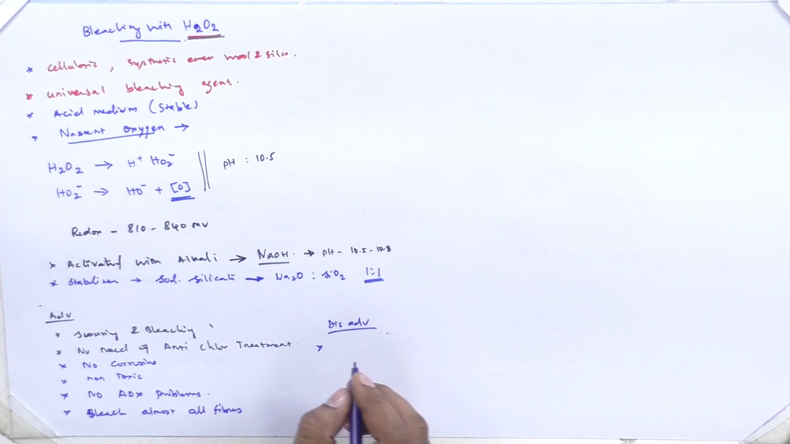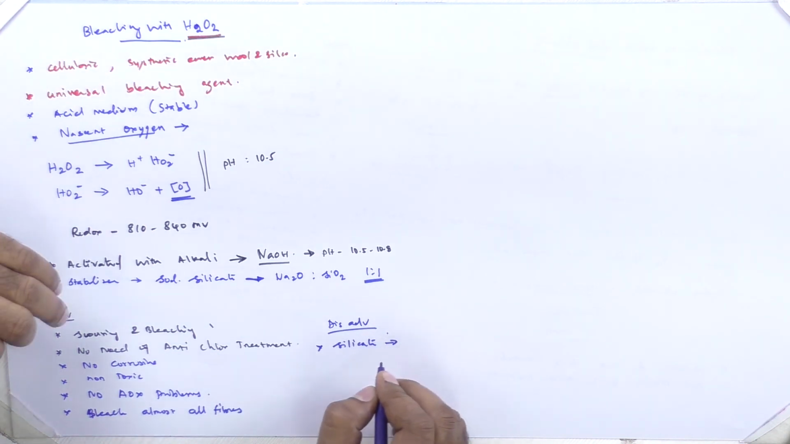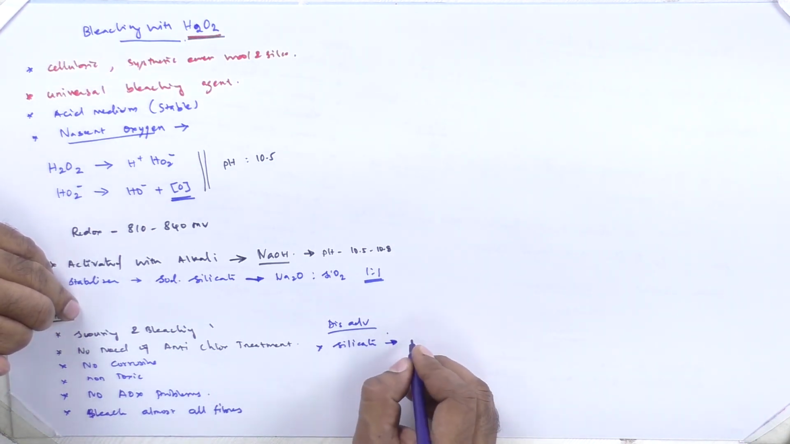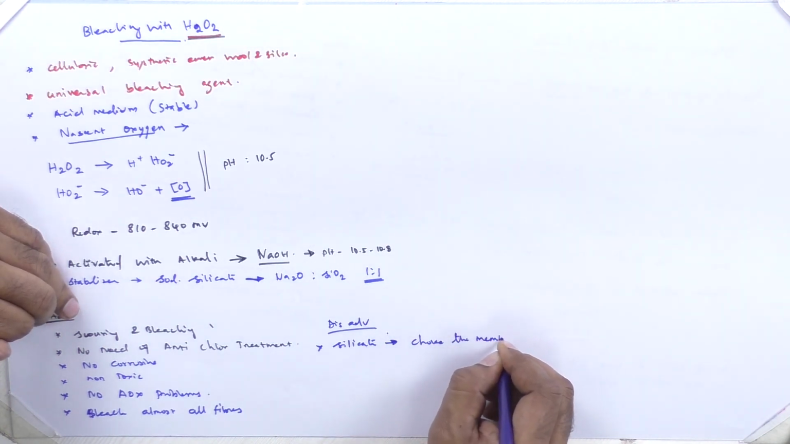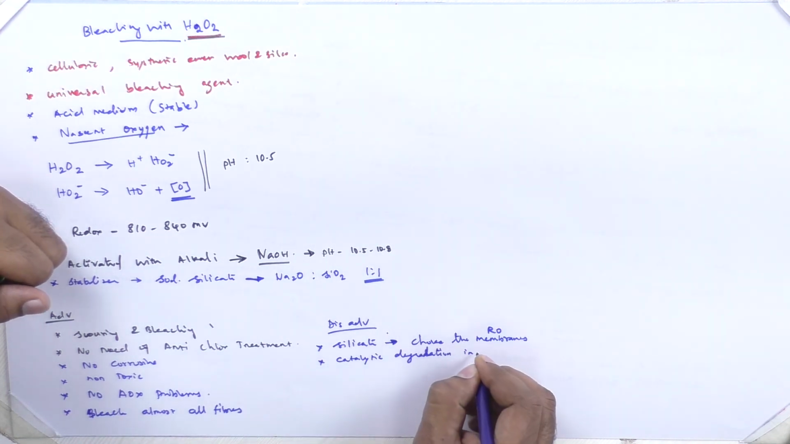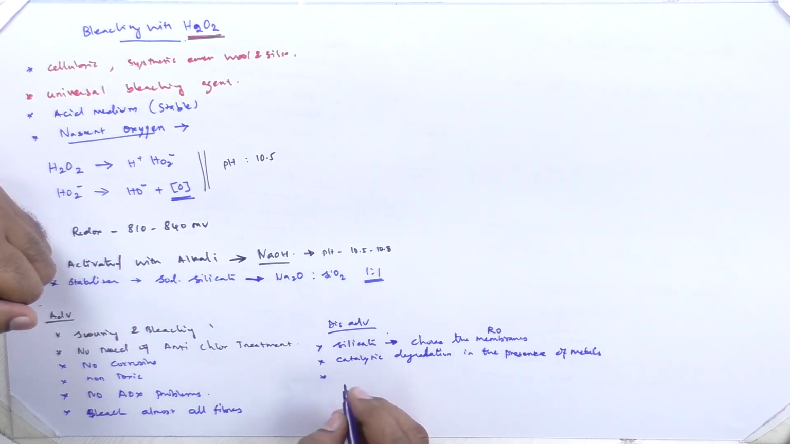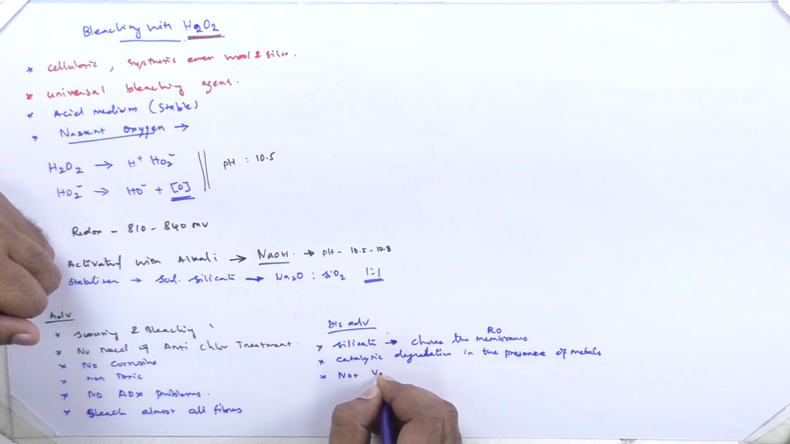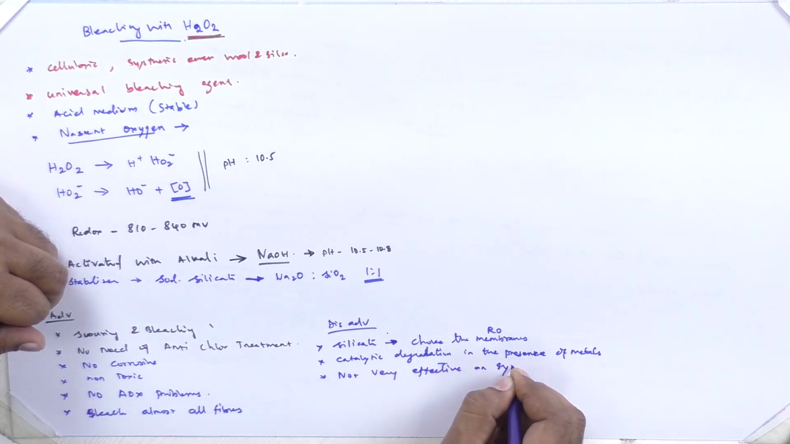Disadvantages: silicate is used as a stabilizer, and this silicate will choke the RO membranes in effluent treatments. There is also catalytic degradation in the presence of metal ions, and it is not very effective on synthetic fibers.